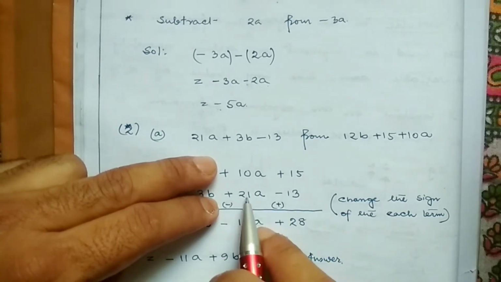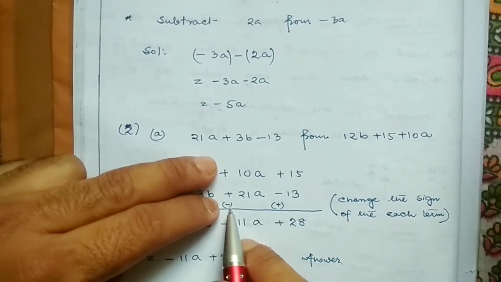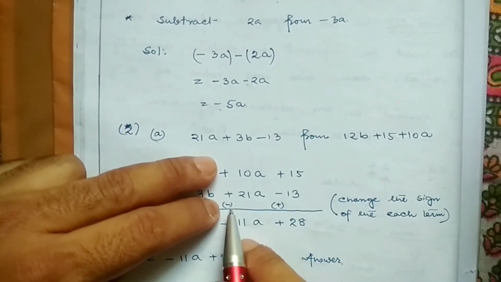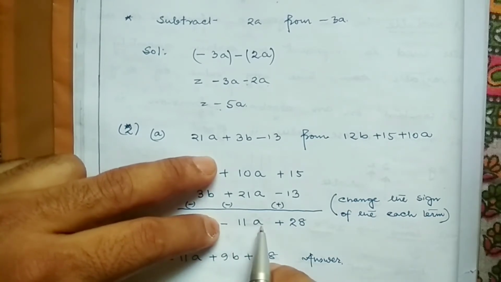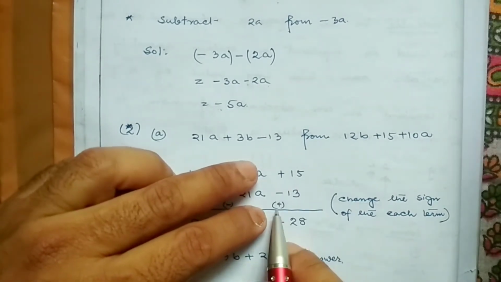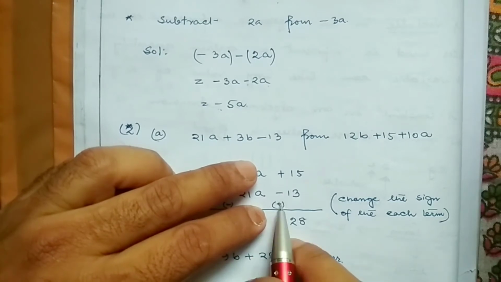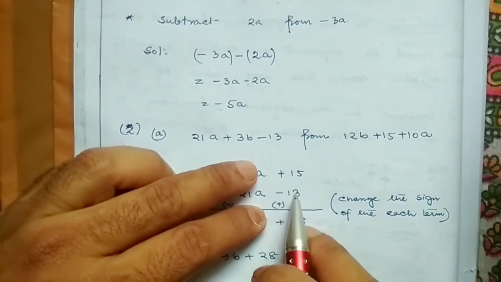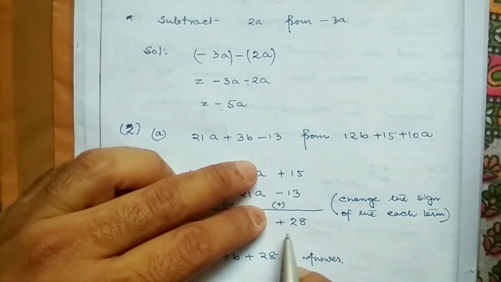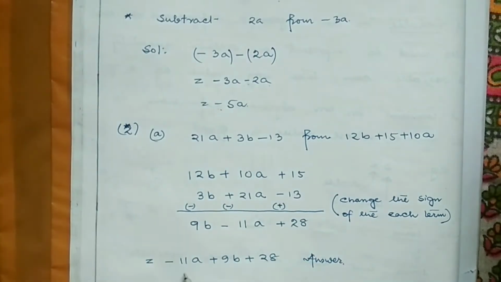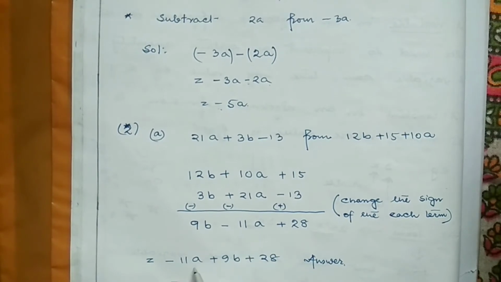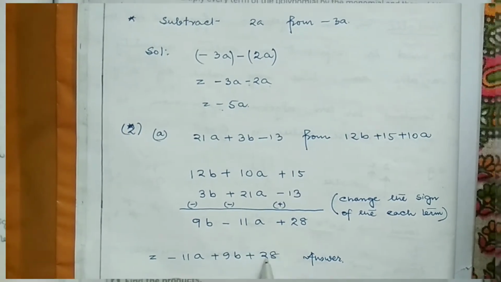And out of 21 and 10, 21 is the bigger number. The sign in front of 21 is minus. So it will be minus 11a. And here plus 15 plus 13, both of them are having the same sign. It will be added. 15 plus 13, 28, and the sign will be plus. So this will be your answer. You can just rearrange it. First we can write the a term. So minus 11a plus 9b plus 28.